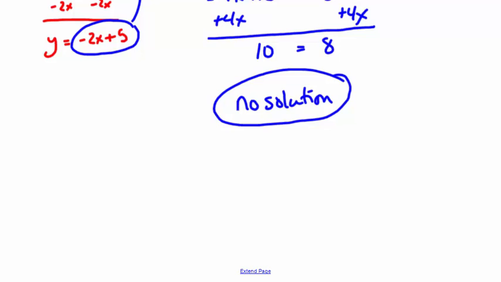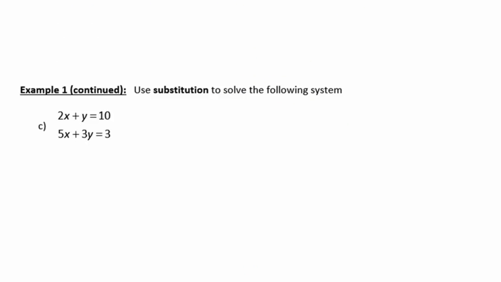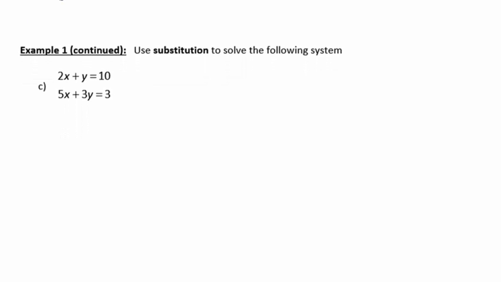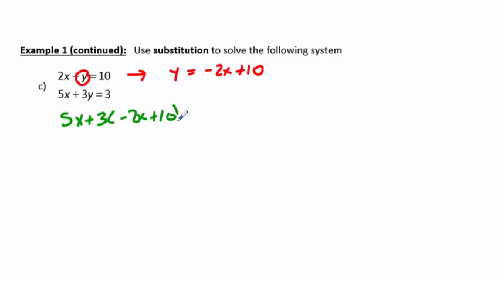Let's go to the next page. Alright, we're going to use substitution again. So let's start by finding a good variable to solve for. My coefficients are 2, 1, 5, and 3. So the y in the top equation is a good one to solve for. So I'm going to subtract 2x from both sides. It'll give me y equals negative 2x plus 10. And when I plug that into the second equation for y, we're going to get 5x plus 3 times negative 2x plus 10 equals 3.